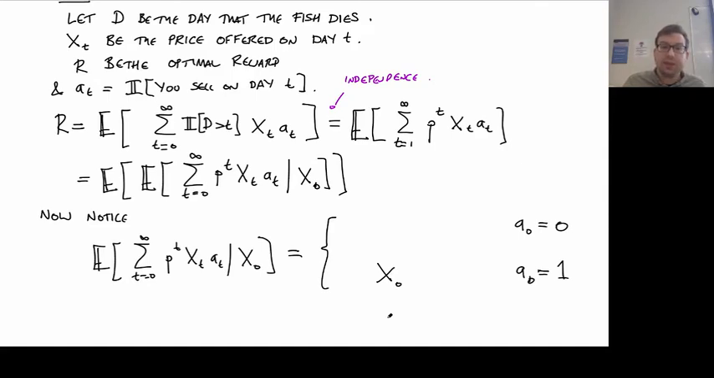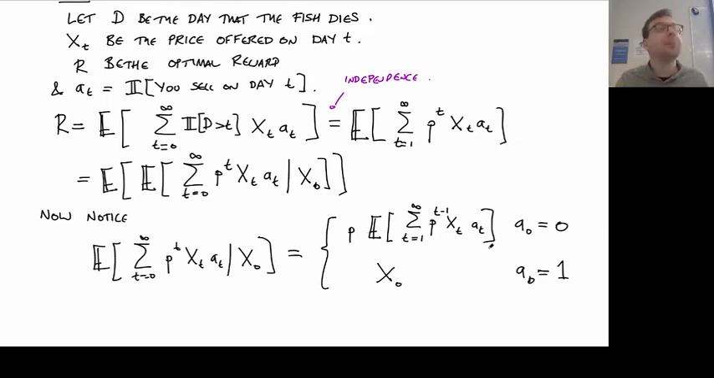Now, what happens if I decide not to sell the fish? Then I'm going to go to the next time, and I've basically skipped the first term in this sum. That's set equal to 0, but I'm still left with the same problem. So we're going to end up with E of the sum from t equals 1 to infinity of p to the power t minus 1, times x of t, a of t, and a p out front.